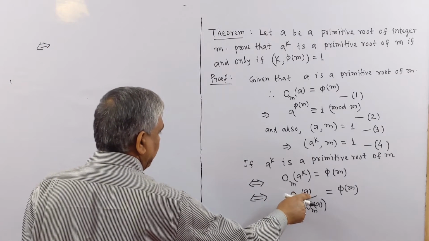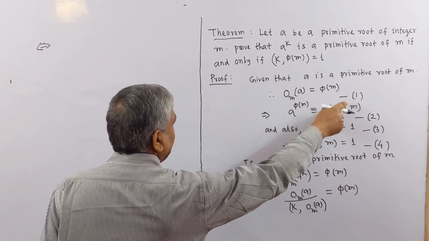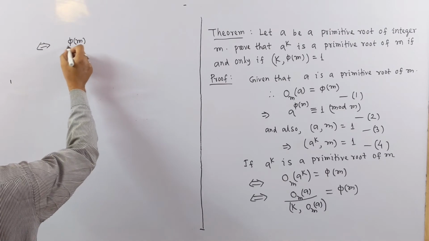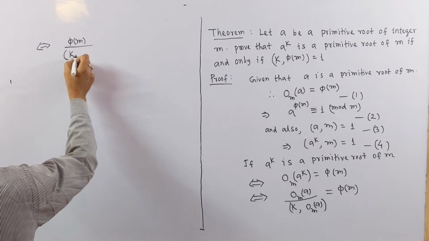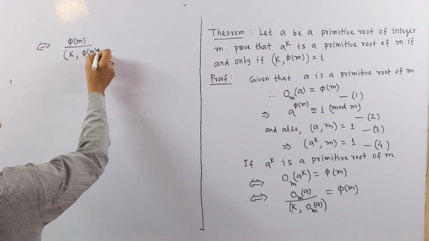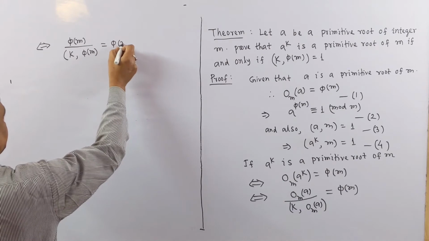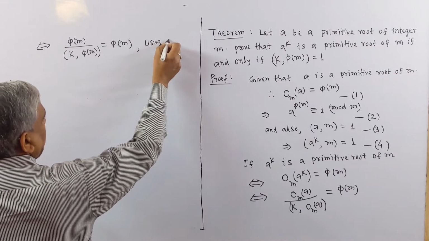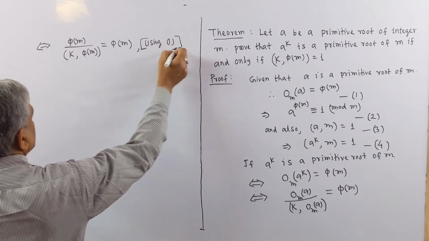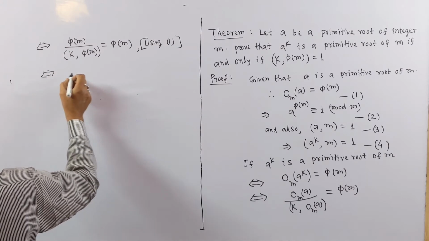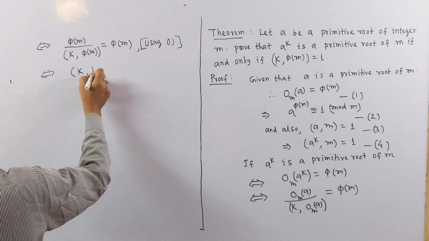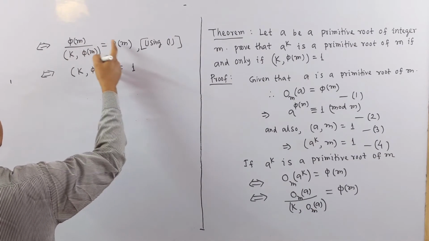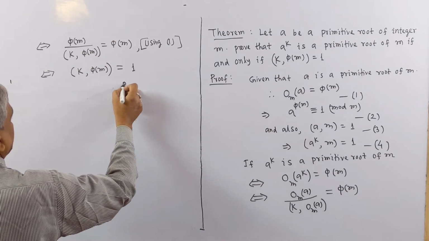Double implication. Since order of a modulo m equals phi m, phi m divided by GCD of k and phi m, right side phi m, using 1. Double implication, GCD of k and phi m equals 1. Here phi m cancels. Proved.